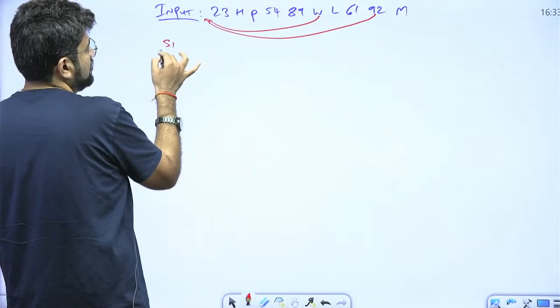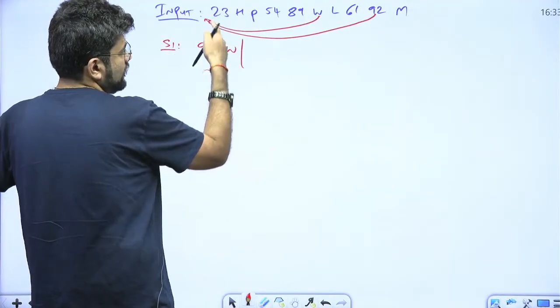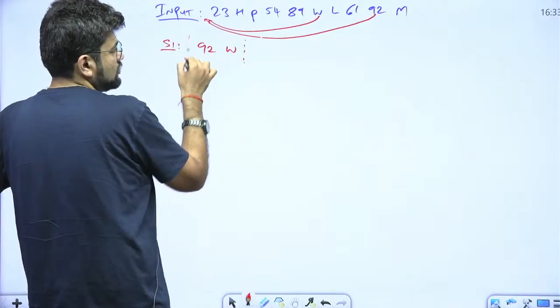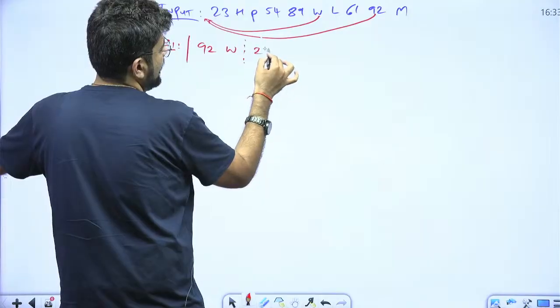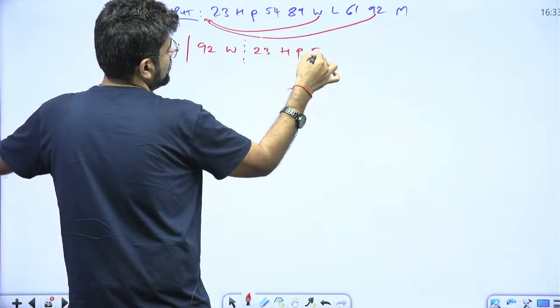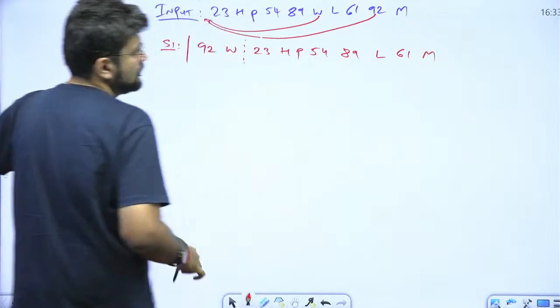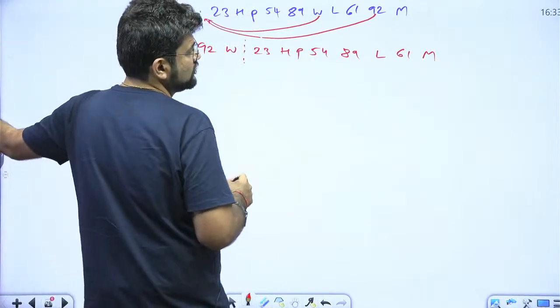So the first step will be 92W, then pushback. Okay. No, I will not use the word pushback here. So this is the differentiator because the new things are being added here. So 92W and we have the rest as 23HP 5489L61M. Cool.